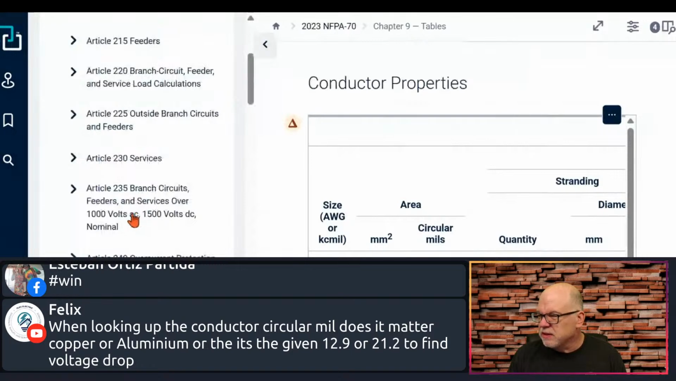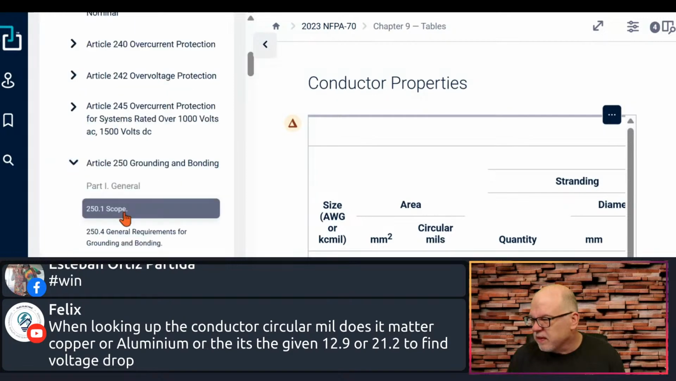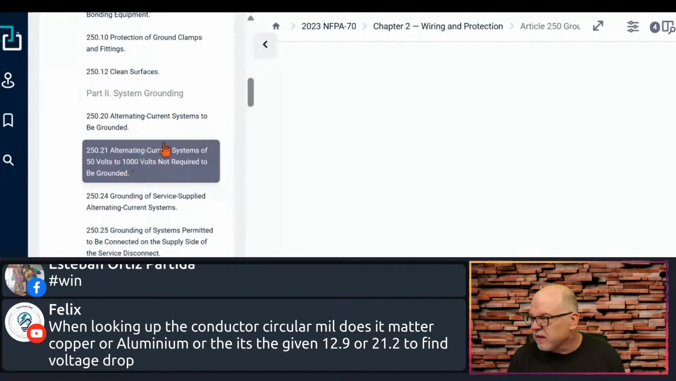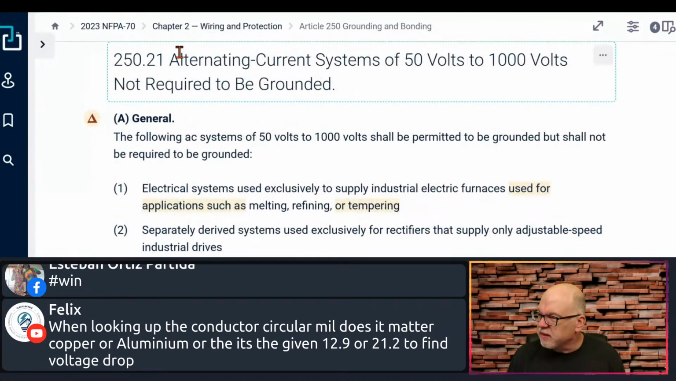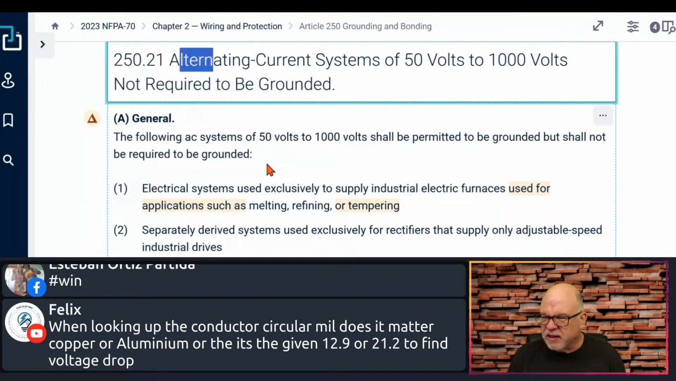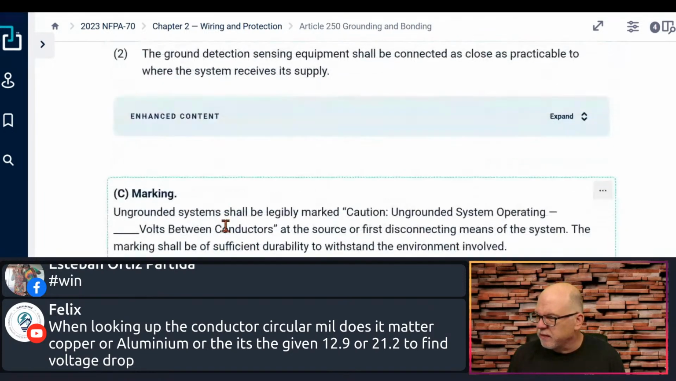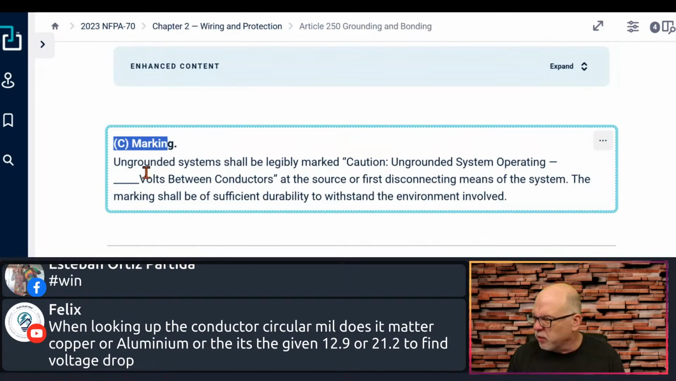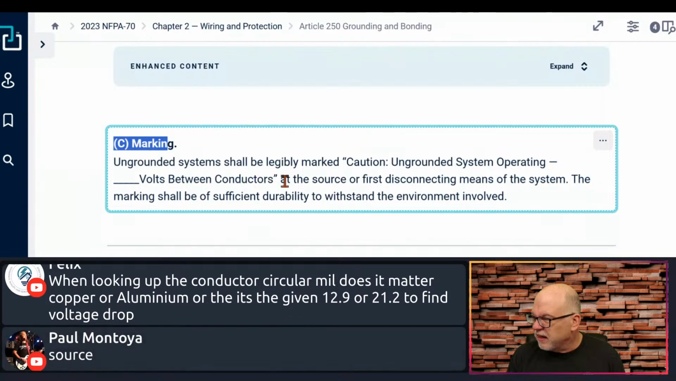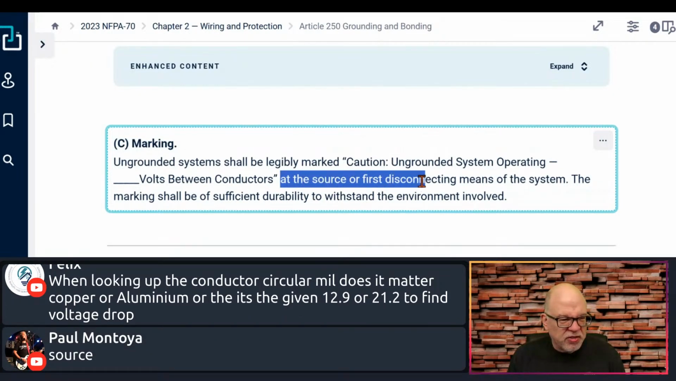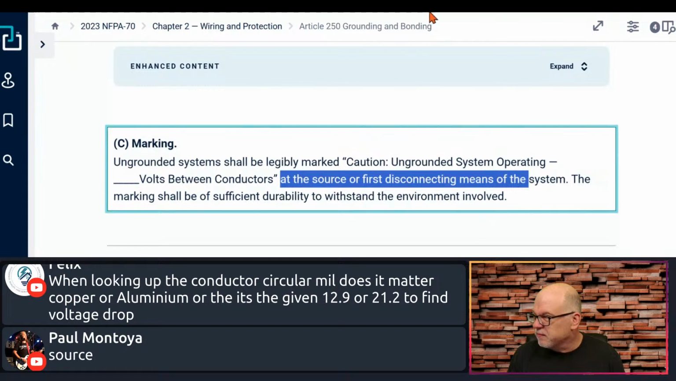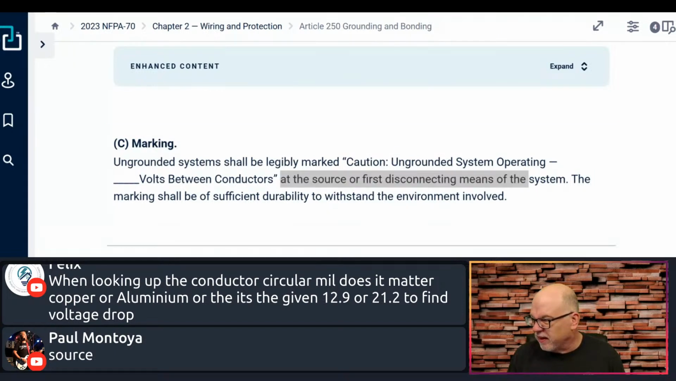I think y'all already know the answer to this one. Okay. So 250.21. Okay, so alternating right here. And let's see here. Did it give us references again? Yeah, 250.21c, remember? So here's A, B, C. Markings. There's that familiar blank, so we know we're good there. And it says, let's see, it says at the source or first disconnecting means of the system. All right? So, there. Now, again, we're training the hog, right?